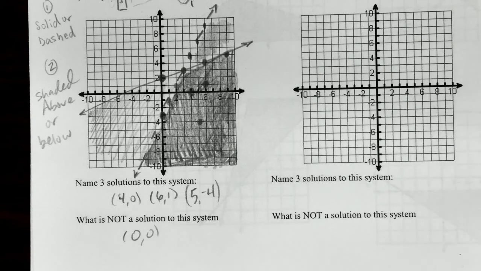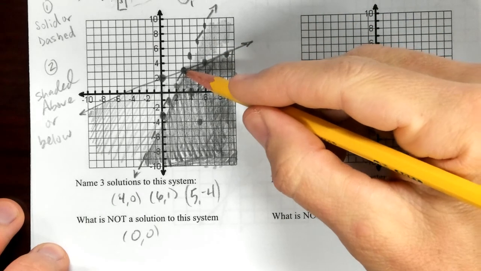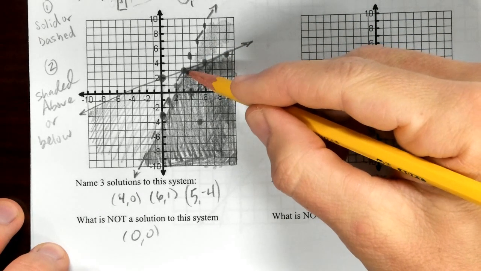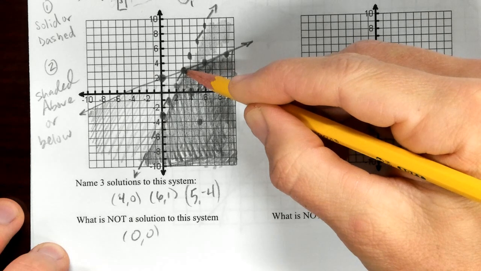So again, the difference, guys, that we're talking about today is we're not going to get a single point for your solution. If it's a linear equation, if they are equal signs, you may get infinitely many, you may get no solution, or you'll get a point of intersection. So if this was a system of linear equations, guys, that would be your solution because that's where they intersect. It's not. It's inequalities.